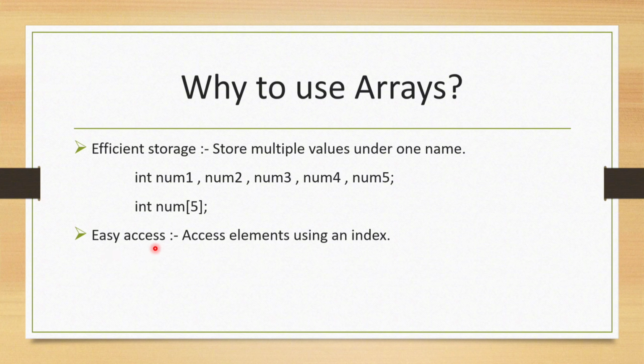Next we have easy access to elements using an index. Imagine you stored 5 marks in an array, where int marks[5] is equal to 90, 85, 78, 92 and 80, and you want to get the marks of the third subject, which is given as marks[2], because the index value will start from 0. For marks 3 you need to give marks[2]. Now let us try to execute it.